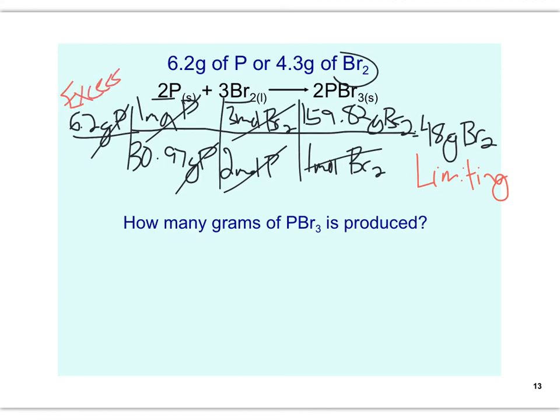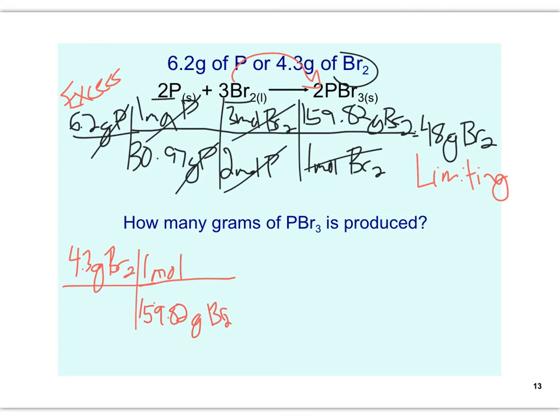And now the question is asking us to continue on. How many grams of PBr3 is produced? So we're going to start with what we have here of bromine. So 4.3 grams of Br2, and we're going to convert that over to PBr3. So we can basically just pull our information from up here. We already know how to convert grams to moles for Br2. That is, there are 159.82 grams of Br2 per 1 mole. Br2s are going to cancel out.